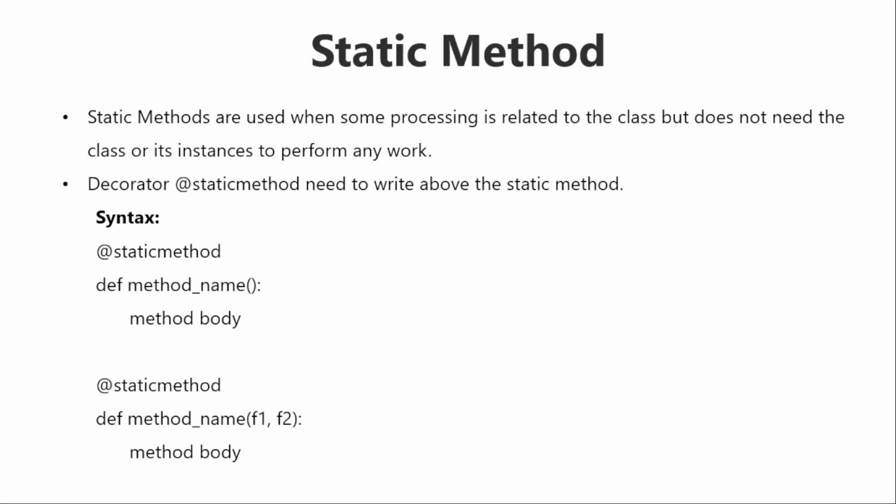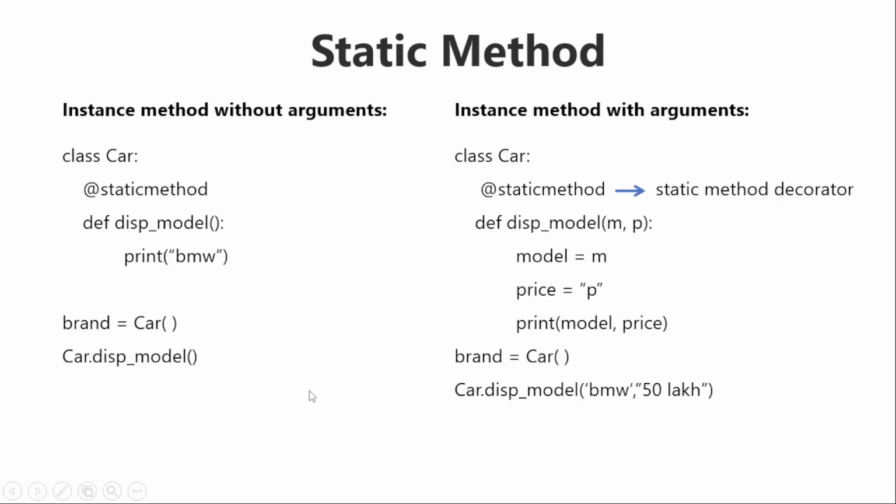So what exactly it means is, if you want to do some processing work related to the class, but you do not want any class or instance to perform any work, then you can make use of this static method. When you use a static method, you need to use the decorator static method above the function or method. Static method, def method name, method body. So this is without parameters, with parameters.